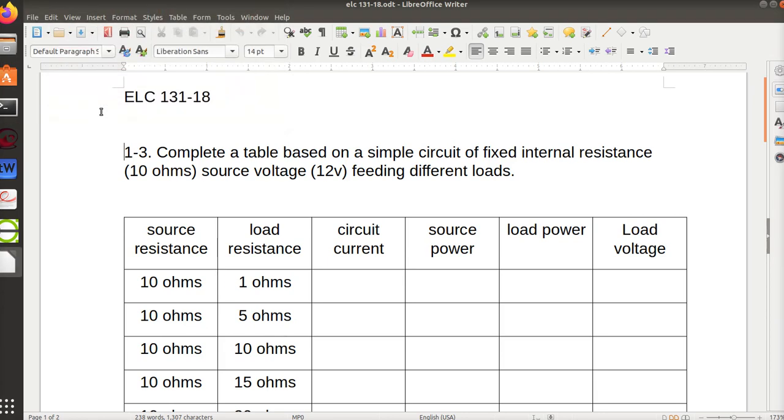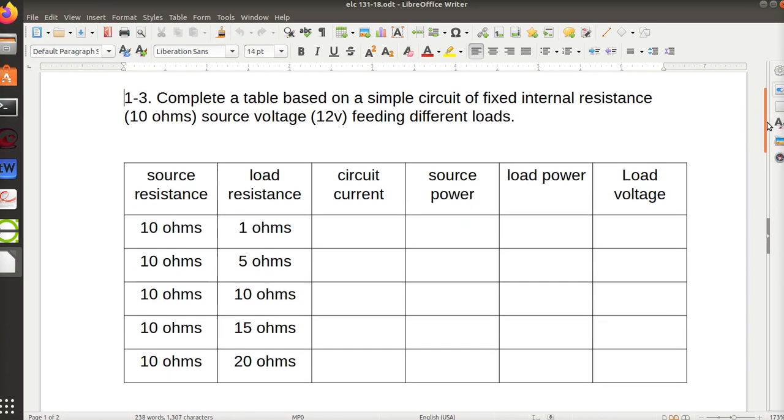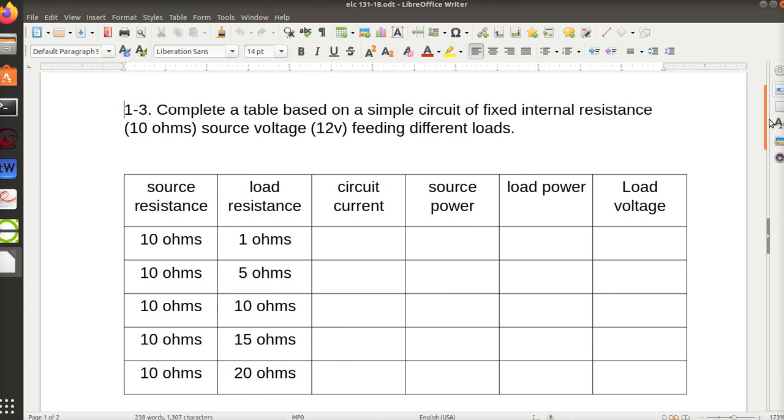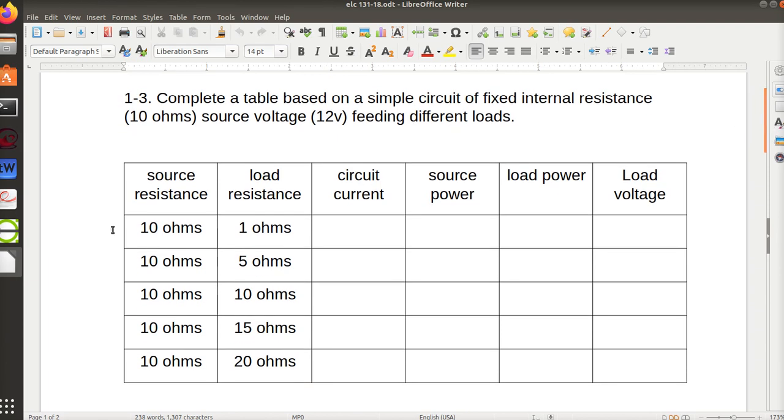Worksheet 18. I was going to do this in class last night, but we got into other things that I felt like were more important and will help you with the worksheets going along. So one of the things I missed was working on this chart. What we've got is 12 volts as a source.